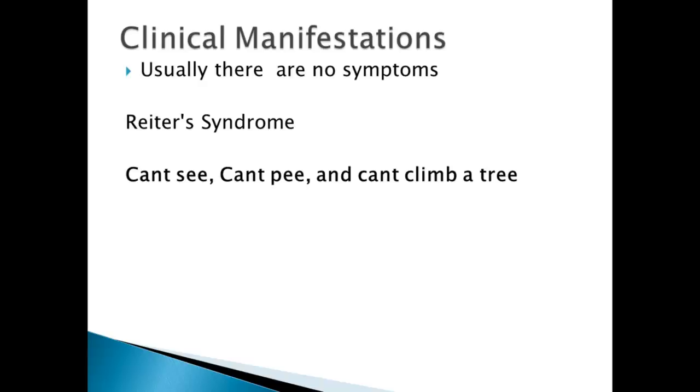So something to point out here, there's this thing called Reiter syndrome. Dr. Reiter basically noticed three classic presentations, if you will, for symptoms. So the way to remember this is can't see, can't pee, and can't climb a tree. Can't see is the conjunctivitis or the trachoma that takes place. Can't pee is the dysuria or the inability or infrequency of being able to urinate. And can't climb a tree is the arthritis.